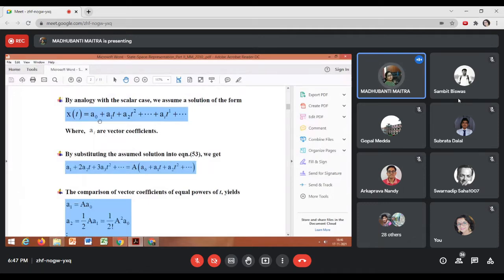So, if we assume this to be the solution x(t), then x dot t will be a1 plus twice a2 t, plus thrice a3 t square plus other higher order terms, right? And we know that the basic equation is x dot is equal to A x(t). So the left hand side should be equal to A into x(t), where x(t) is a0 plus a1 t plus a2 t square and other terms.